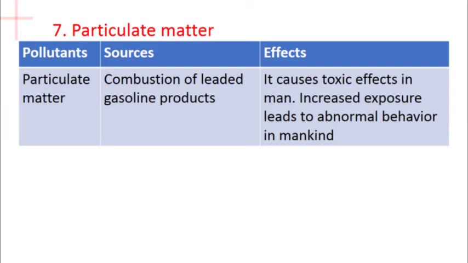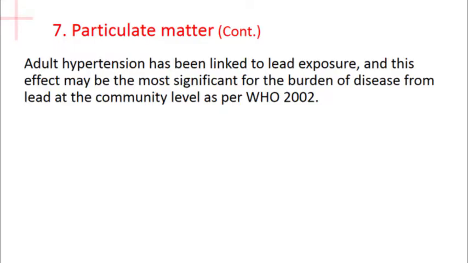The seventh pollutant is particulate matter. Leaded gasoline increases the danger of lead poisoning, especially in young children, and produces high lead exposure circumstances in metropolitan areas. The key issue is how the exposure to chemicals might affect the brain, resulting in abnormal behavior and slowed or delayed intellectual or motor development, which was reported in the WHO report in 1995. Adult hypertension has also been linked to lead exposure, and this effect may be the most significant for the burden of disease from lead at the community level, as per the WHO report of 2002.